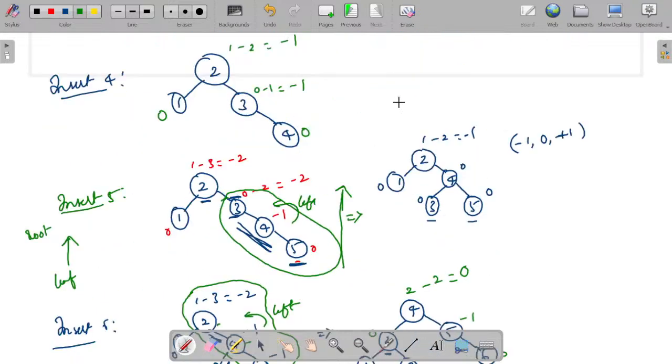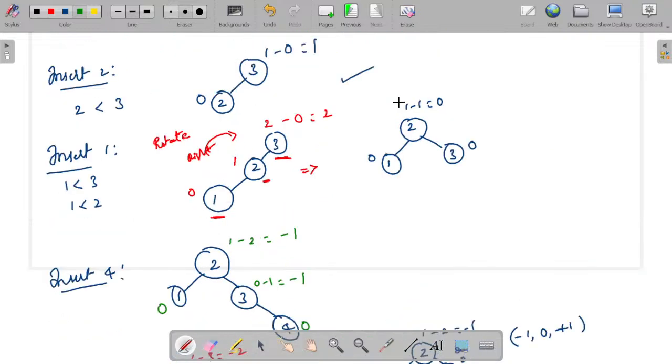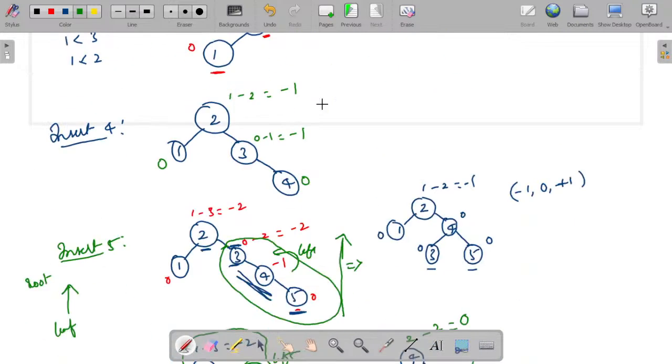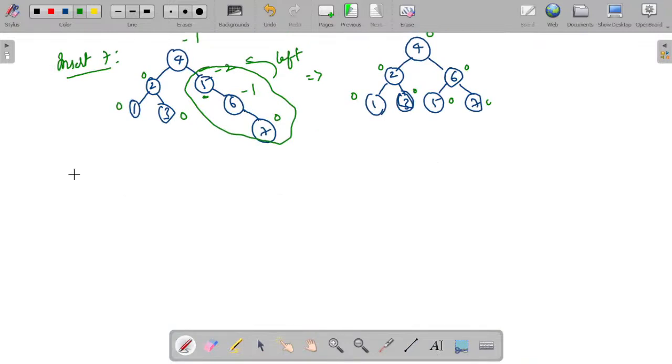Now we will insert the next node, which is 16. Okay, so we will insert 16 now.